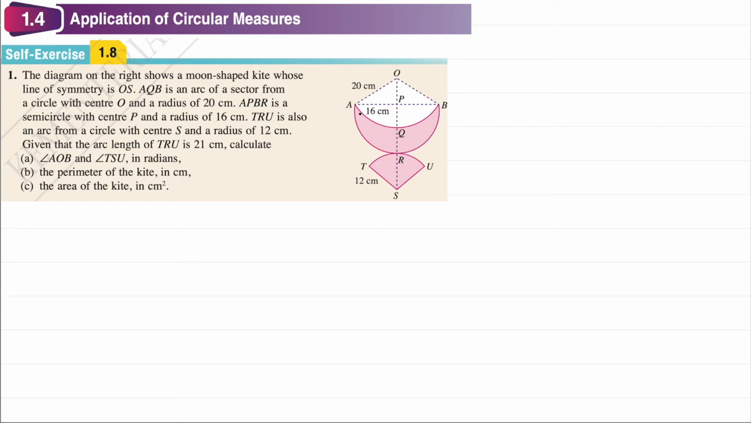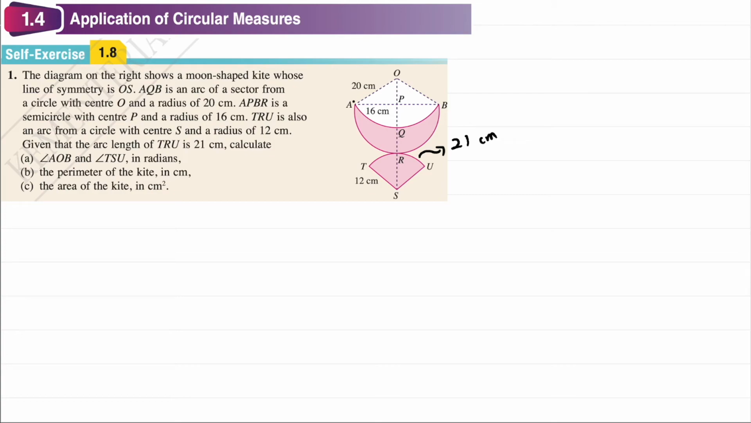APBR is a semicircle with radius 20, and the other radius is 16. TRU is also an arc from a circle with the center S with the radius 12. Given the arc TRU is 21 cm. Find the angle AOB and TSU.